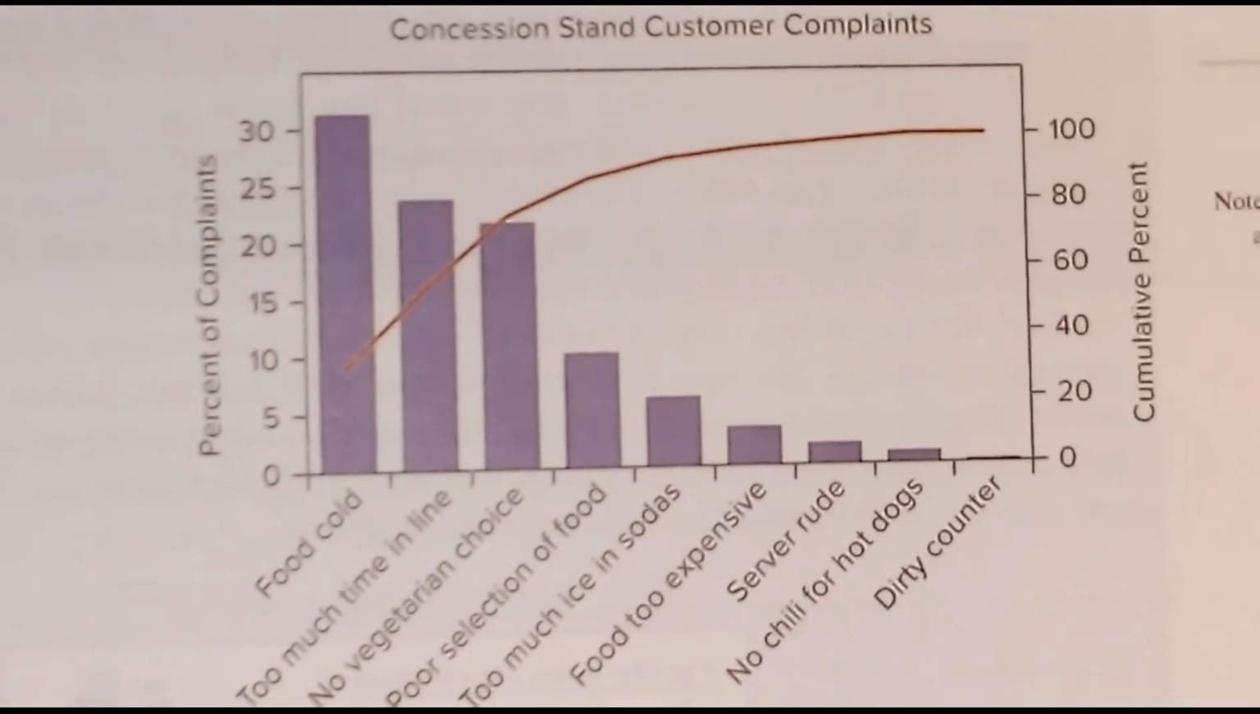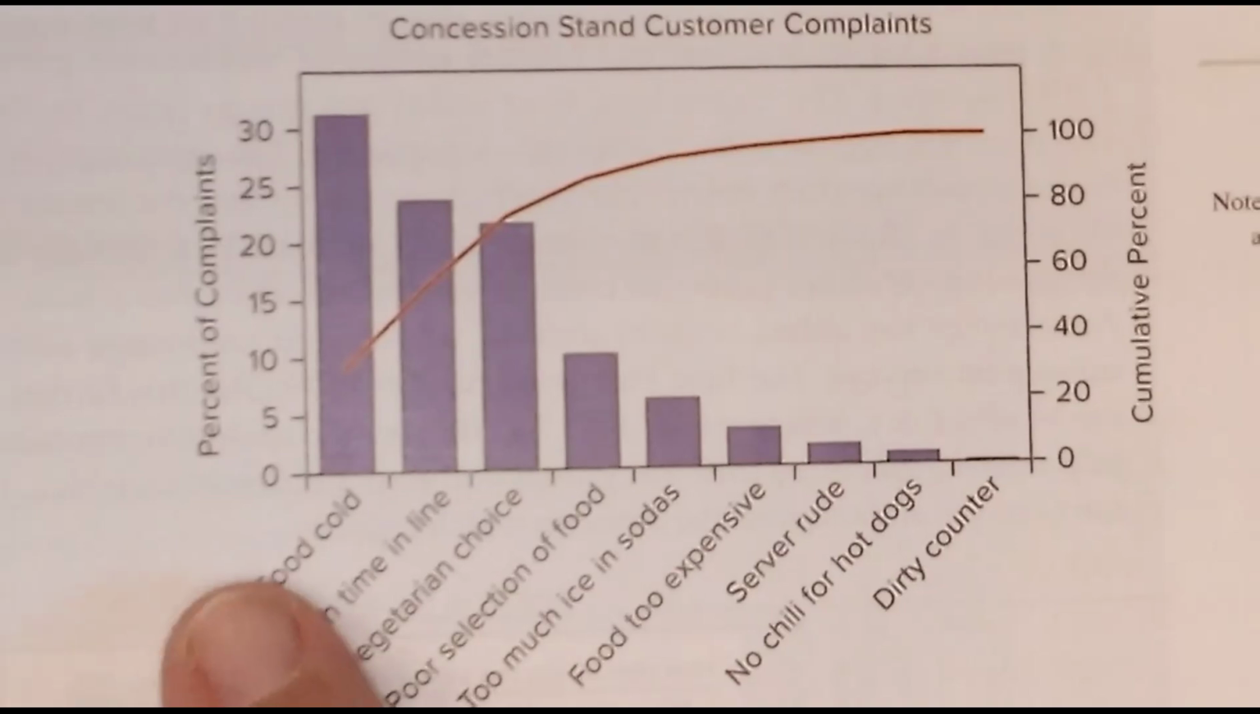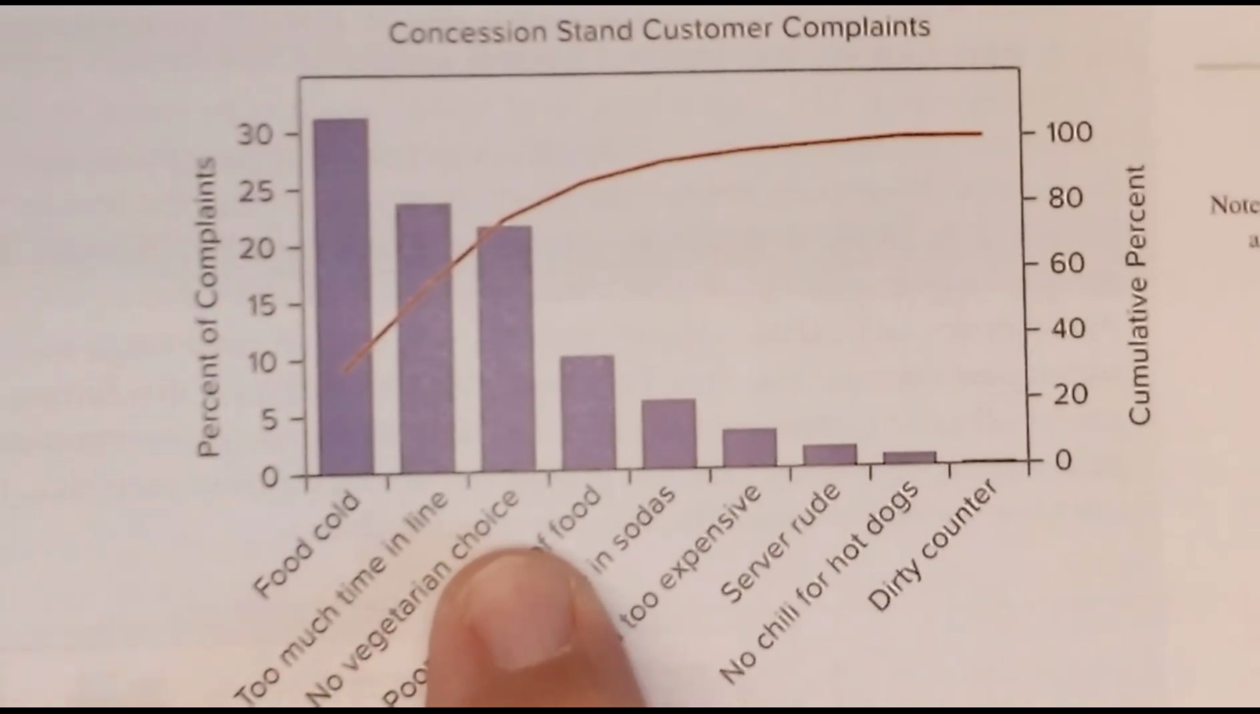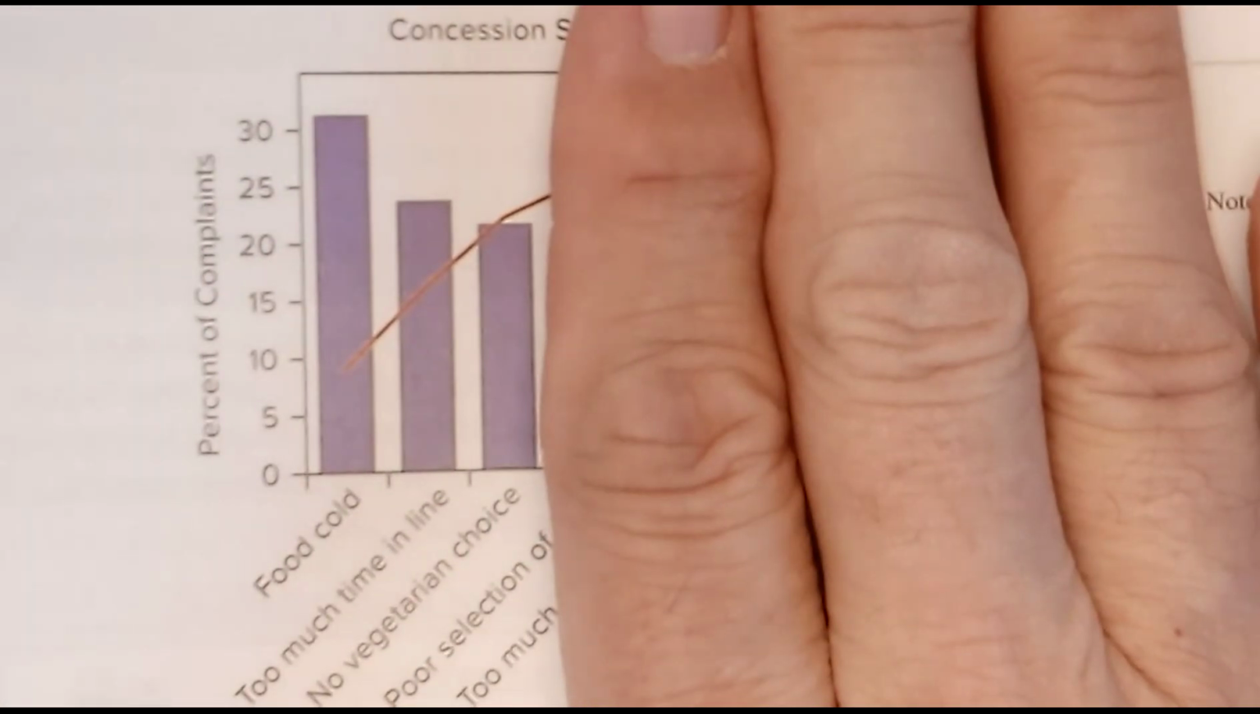If you were going to fix something in this concession stand, I'd say there are 3 things you should work on first. You should work on the temperature of the food. You should work on the number of registers so people spend less time in line. And then maybe a vegetarian choice, because those are your top 3 problems. And you'd take care of a whole lot of complaints, wouldn't you?